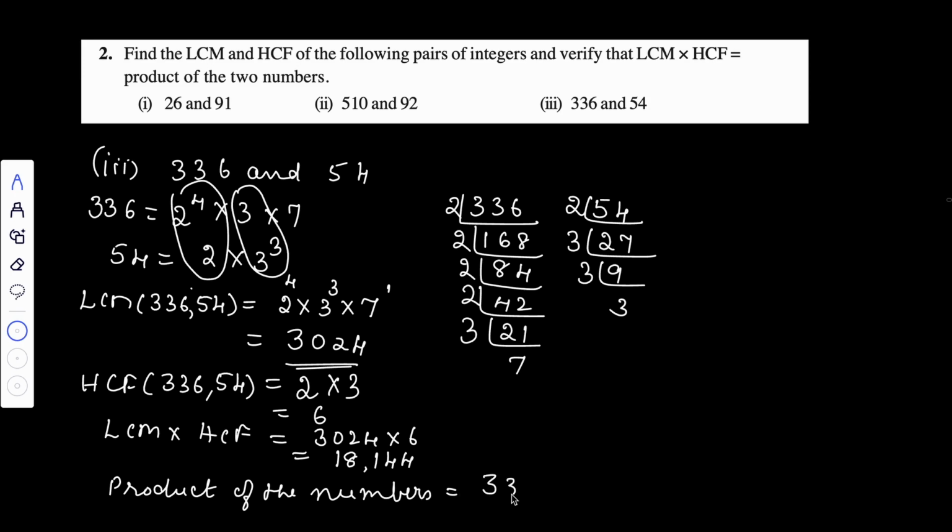Now we'll find the product of the numbers. That is 336 into 54. When we multiply this, again we'll get 18,144. So we can understand LCM into HCF is equal to product of the numbers.